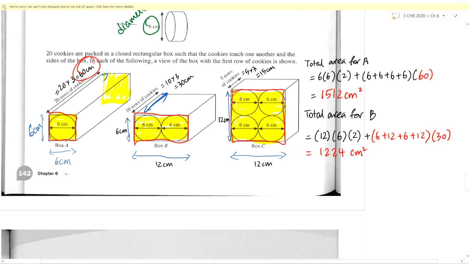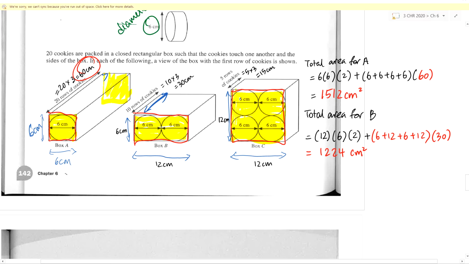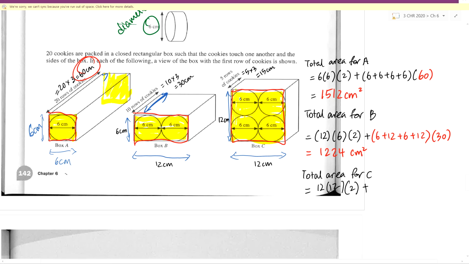Okay, now total area for the last one. Okay, so I need the cross-sectional area. That will be 12 times 12. And we've got 2 of them, one in front, one behind. So multiply by 2. Then I need to add the perimeter.